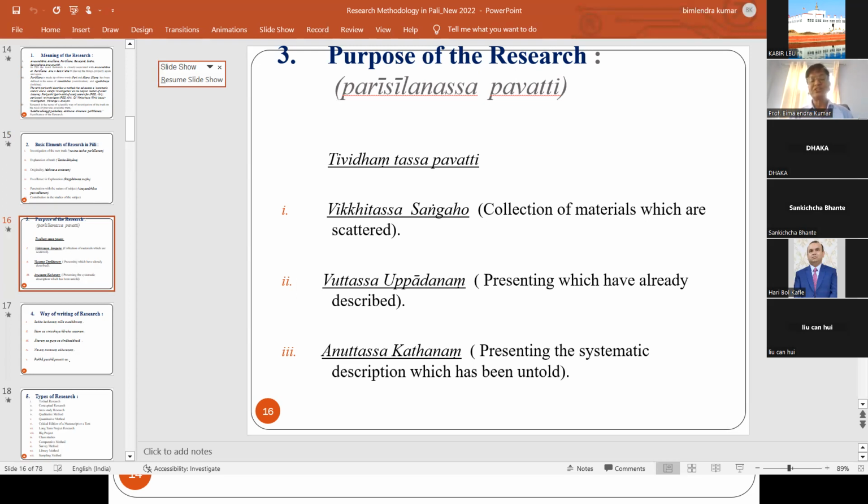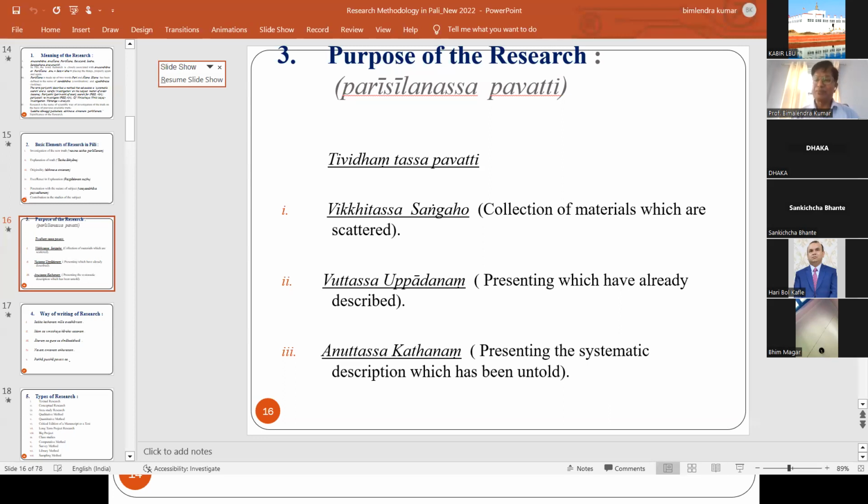So this is called Vichipta Sangraha in Sanskrit. In Pali, it is called Vikitasya Sangaho. Sangaha means how you are gathering, how you are collecting the research materials which are in a scattered manner. They are not in one place, but in different places. So the main purpose is how you are going to gather or collect the research materials at one place which are not available at one place.